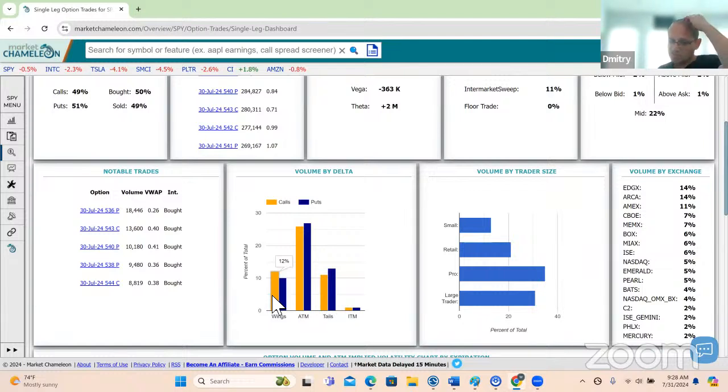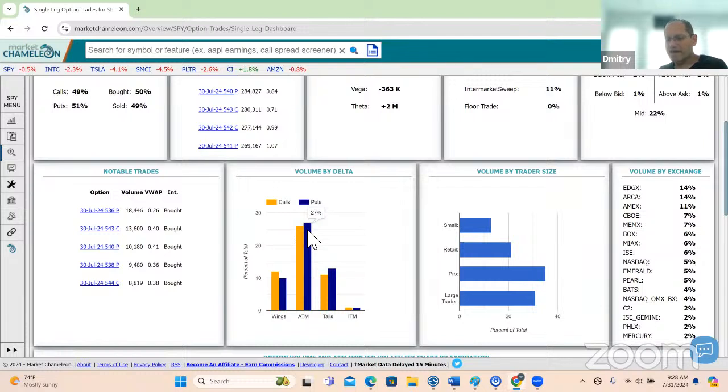So 12% of the calls or the delta volume were in the call wings, 10% in the put wings. Most of it was around at the money. 26% of the calls were near at the money. 27% of the puts that traded yesterday were near at the money.